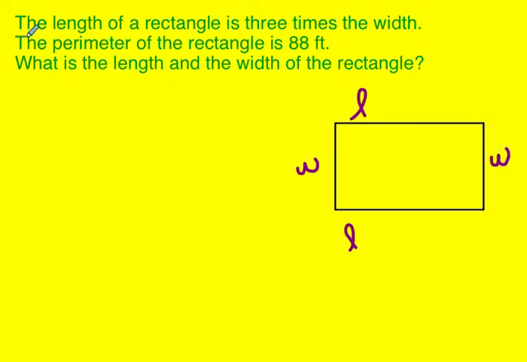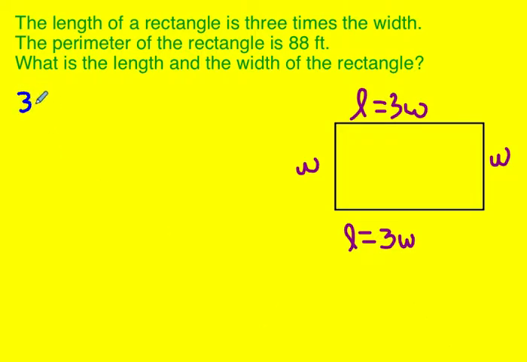Now the first sentence says the length of a rectangle, so that's what we're using L for, equals 3 times the width. Well, we can write 3 times the width as 3W, which if length is that at the top of the rectangle, it's going to be the same at the bottom of the rectangle. And then the second sentence tells us about perimeter. So again, perimeter is all of the sides added together, and now we can describe all of the sides in terms of W.